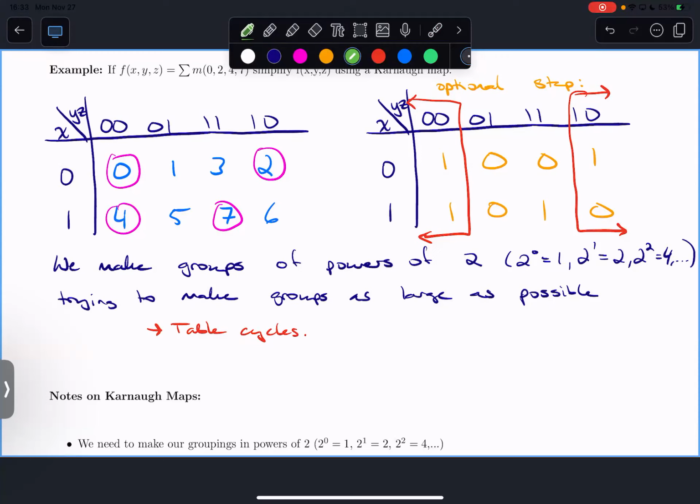Okay, so I gotta catch them all. All the ones that are in our DNF have to be caught. And so what are some options here? Well, I see a definite group of 2. Usually what I do is I try to see if I can extend it. So I can't make a group of 3 because it has to be 2 to the power of something, right? But I can make this group of 2. So we'll start there.